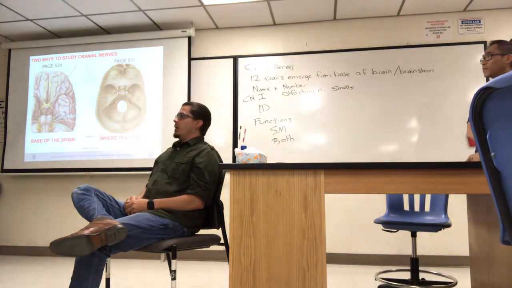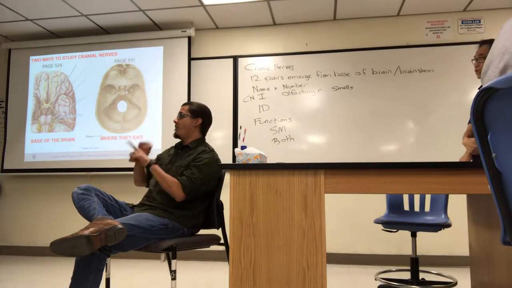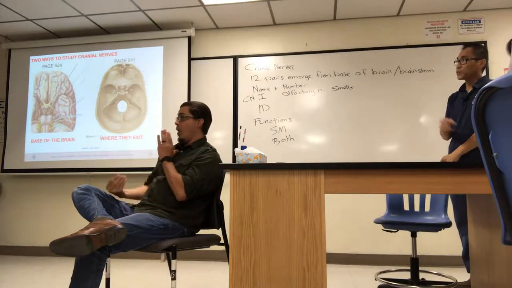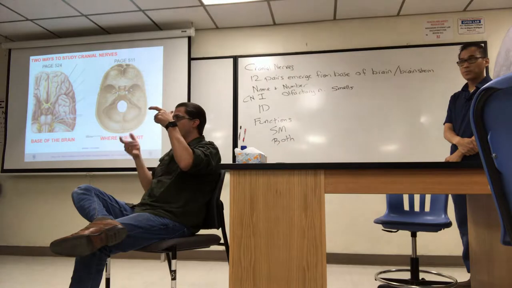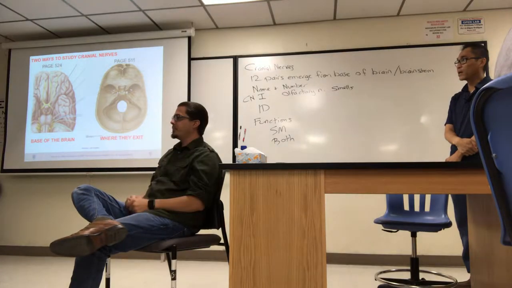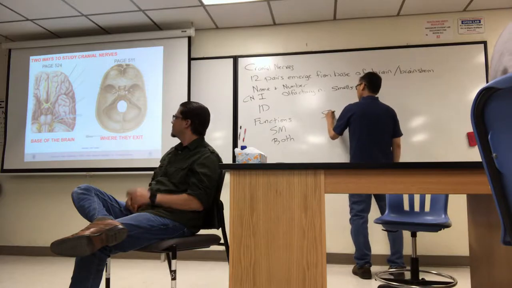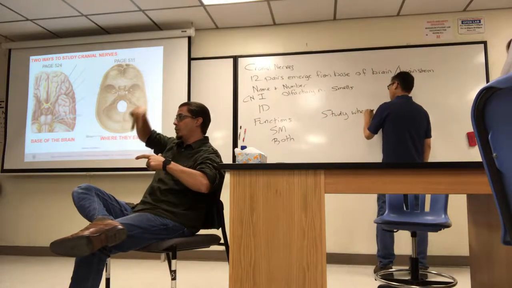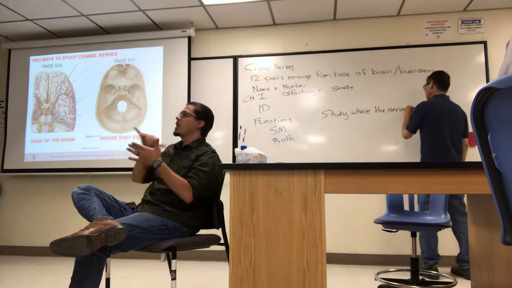Another way to study them is where they exit the skull. Cranial nerves, if they're going to get to where they need to go, they have to leave the skull. So the picture on the right, you're looking at the cranial base of the skull, superior view, and that's a good way to kind of study where they exit. Study where the nerve exits.